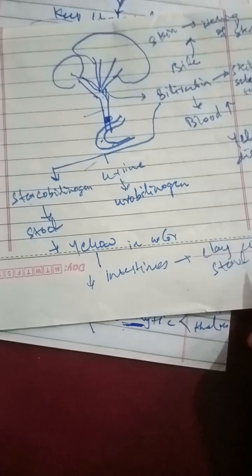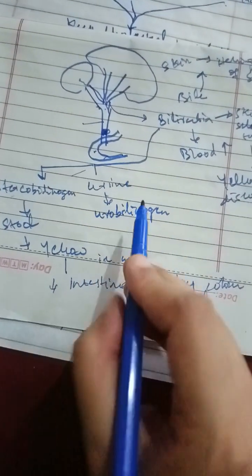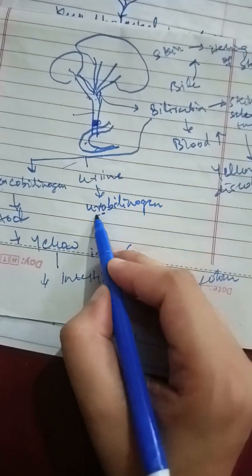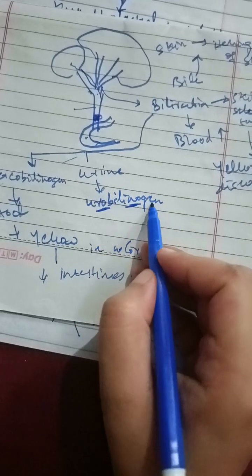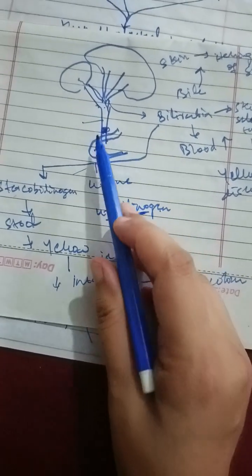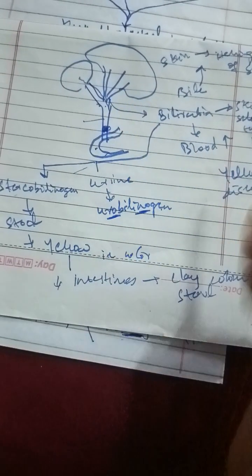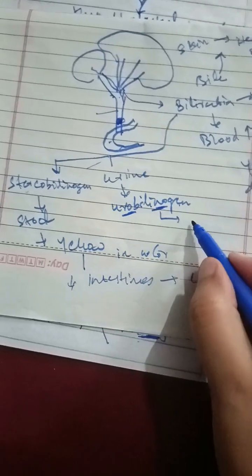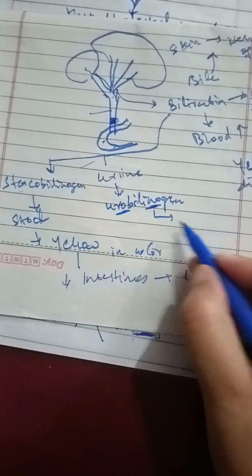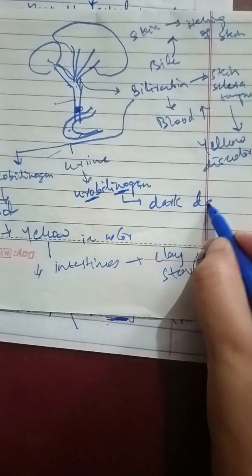Why does clay color stool occur? Because of the lack of stercobilinogen in the stool. Normally, a very little bilirubin is secreted in the urine, which is called urobilinogen. But when obstruction occurs and the level of bilirubin in the blood increases, then more bilirubin is excreted in the urine in the form of urobilinogen, due to which the urine is dark in color.